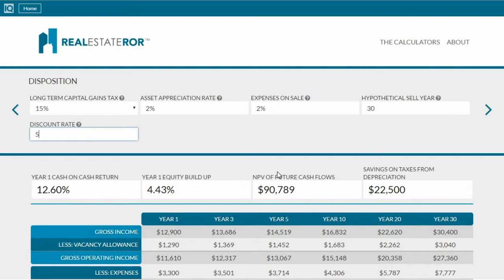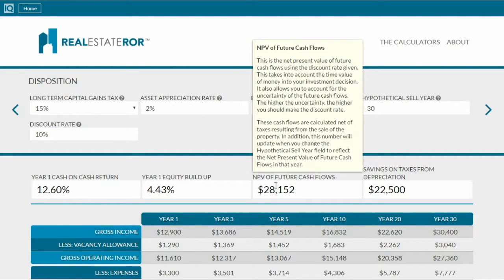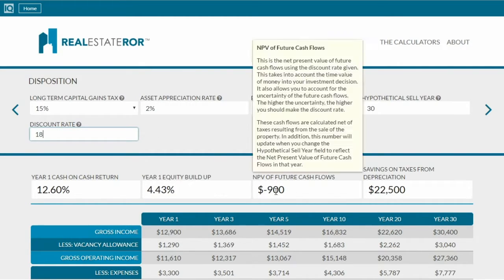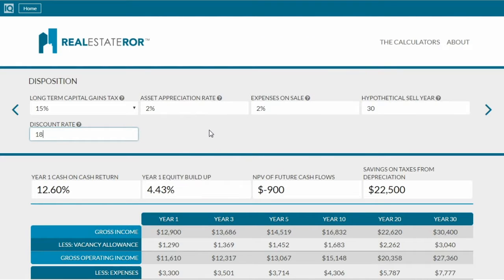Your discount rate affects your net present value of future cash flows. This determines the rate at which your net cash flows will be discounted back to the present value, hence the name, net present value of future cash flows. If you enter a discount rate of 10% and your NPV of future cash flows is positive, that means that the investment projections you entered will get at least the rate of return you entered for the discount rate. The opposite is, of course, true if your net present value, or NPV for short, is negative. Now that we have all of our fields entered, we can begin to interpret the data.